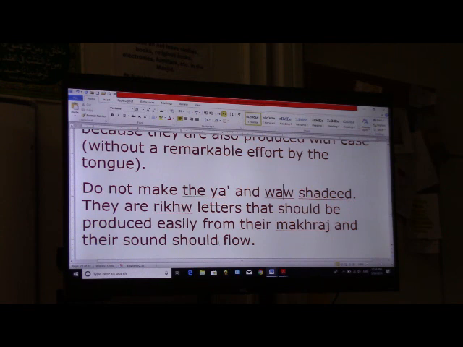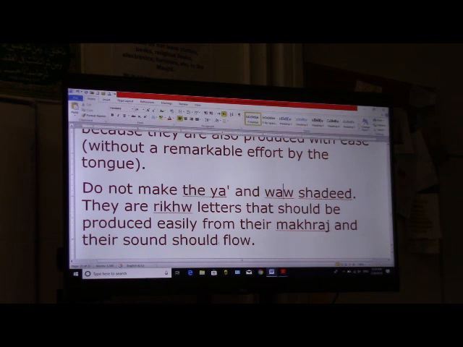They are rikhu letters. They're not part of ajid qatim bakat, right, sister? So you say khawf, bayt. You don't say min khawf, li'ilafi quraij. No. This is number one. Number two, don't exaggerate in them. Don't round the lips too much. Don't raise the tongue too much. Don't say khawf, bayt, bayt. No. They should come with ease.